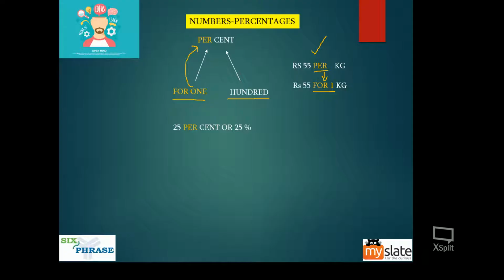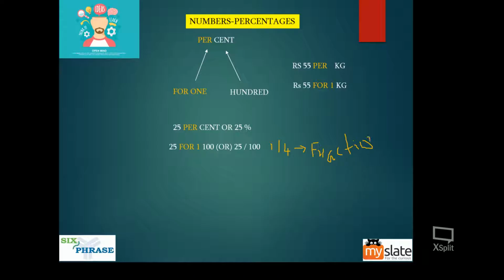Now 25% is the symbolic notation of percent. This is the symbol that we use to represent the word percent. Now 25% can be read as 25 for 100. So for every 100, 25. That is what we are looking at. If you pay close attention, 25 by 100 can be written as 1 by 4. This is what we call a fraction.